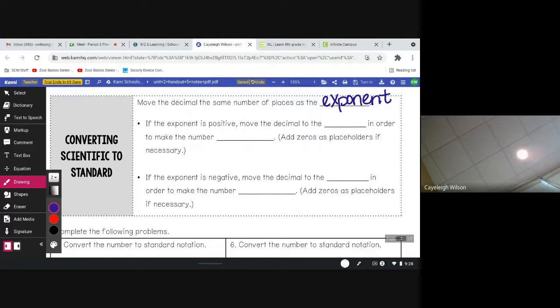All right. Here's the important part that I want you to write down. If the exponent is positive, you're going to move the decimal to the right. You don't have to write down the whole thing, just the part that I underline. If the exponent is positive, you're going to move the decimal to the right in order to make that number larger. And you will fill in zeros as needed. Like if you move it 5 places and there's only 4 numbers, you'll have to fill in a 0.